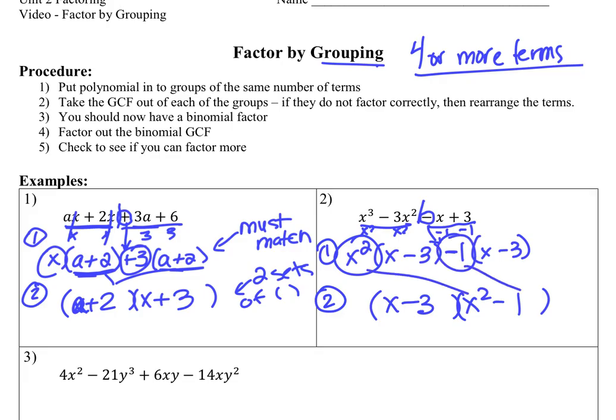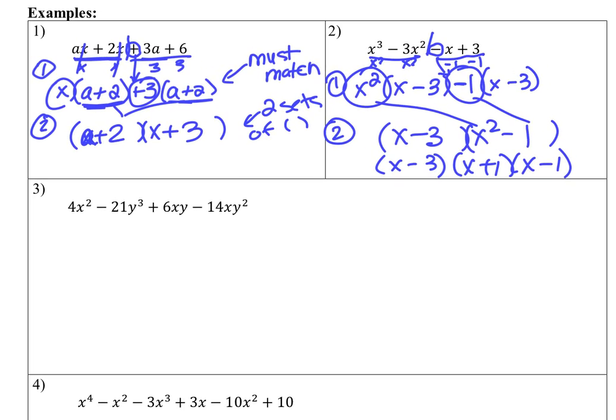Okay, now you do have to check to see if you can factor more when you have an exponent like this. Whenever you have an exponent, there's a possibility that you could factor more. Now, x minus 3 can't. There's no GCF, so there's nothing we can do there. But x squared minus 1 is a difference of squares, so we do x plus 1, x minus 1, and now we're factored completely. So we always need to check to see if we're factored completely in this class.